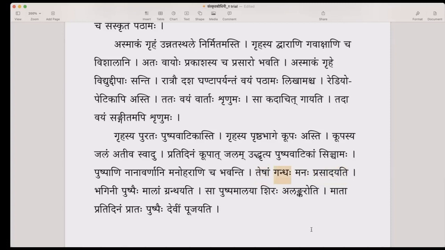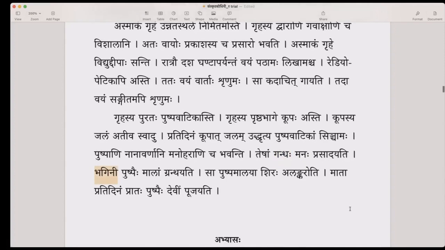Now, how did you translate it? The smell pleases the mind. Yes. So the smell is the karta here. Pleases the mind. So the mind is the subject or the object? Sorry, the mind is the object of the sentence. So the object is in dvitiya vibhakti. Yeah, dvitiya vibhakti. Okay, right.